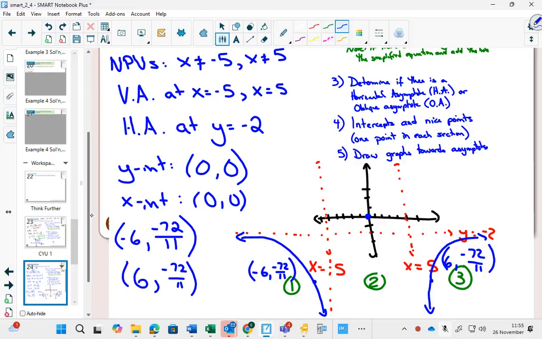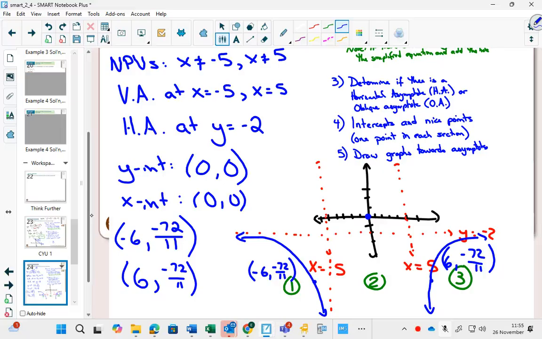Now, the middle section. Can graphs go through horizontal asymptotes in the middle? Yes. So we really don't know what's happening in the middle. You might be tempted to just say, let's go up in both directions. And that might be right, because you didn't want to go through the asymptote, but graphs can go through horizontal asymptotes in the middle. So we do need nice points here in the middle as well.